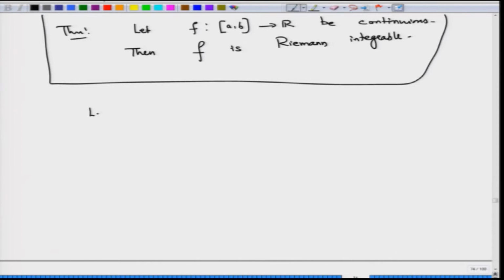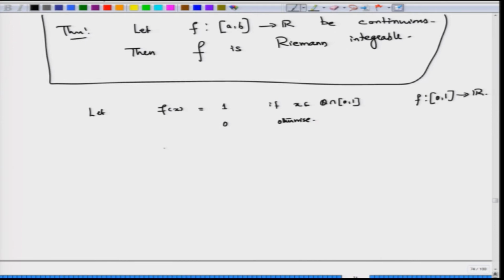Then the important question is: have we really seen a function which is not Riemann integrable? Is every bounded function Riemann integrable? The answer is no. So, define f of x equal to 1 if x belongs to Q intersection [0,1], and 0 otherwise. I am defining this function f from [0,1] to R.